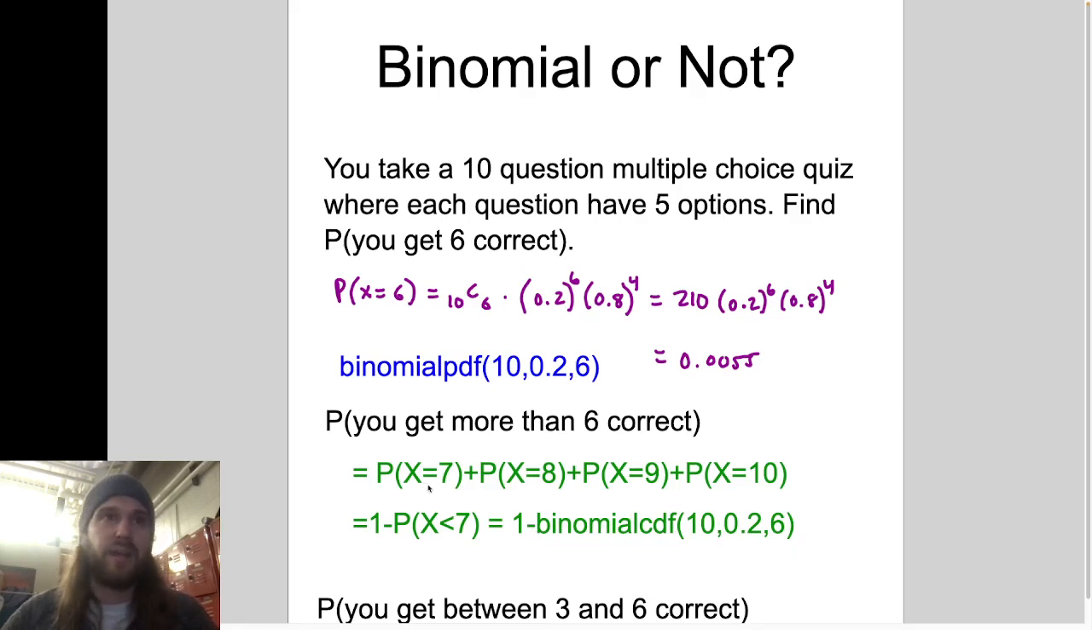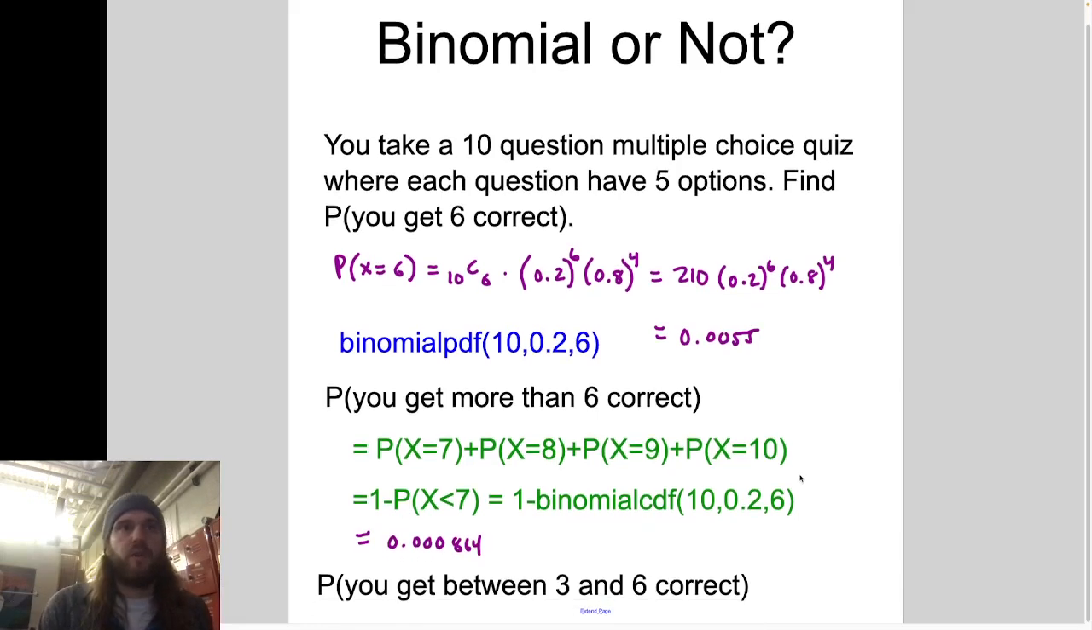And it ends up being a value. I'm going to write it. We'll see if Smart Notebook likes this or not. Nope. I'm going to pause the video. All right, so we get the probability of 0.000864 that you get 6 or more correct on a test. So the probability of passing a 10-question multiple choice test randomly is very slim.